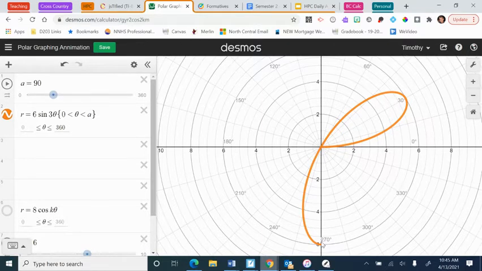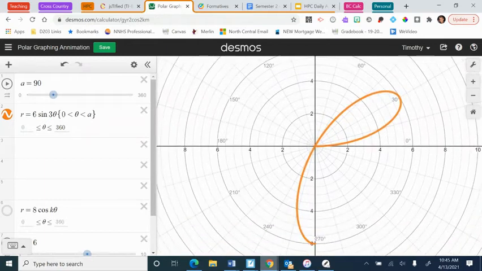But I hope you have a little bit of a problem with 90, because it's pointing at 270. 90 degrees is up here, yet the graph is at the 270 mark. And that's because, think about what 3 times 90 is. If you put that into the equation, you're evaluating 270, and the sine of 270 is negative 1, and negative 1 times 6 is negative 6. So we're getting that negative value.